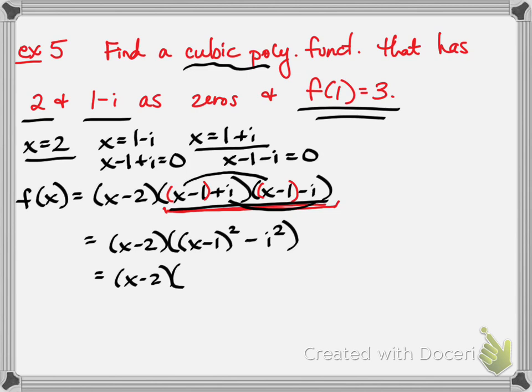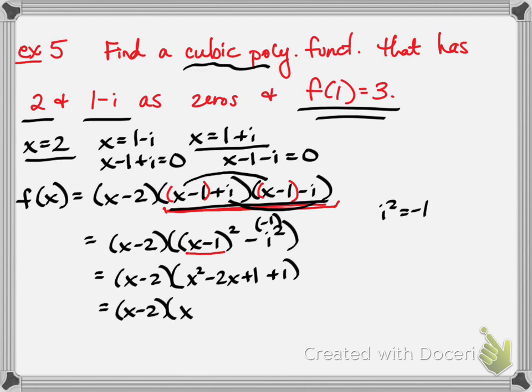And now we do need to expand or write this down twice to FOIL that. So that would be x squared minus 2x plus 1. And i squared is negative 1, so that's minus a negative 1, so that's plus 1. I'm going to write it one more time so I can combine like terms in this second parenthesis. Okay, so I'd prefer to distribute this way. You go about it any way you want.